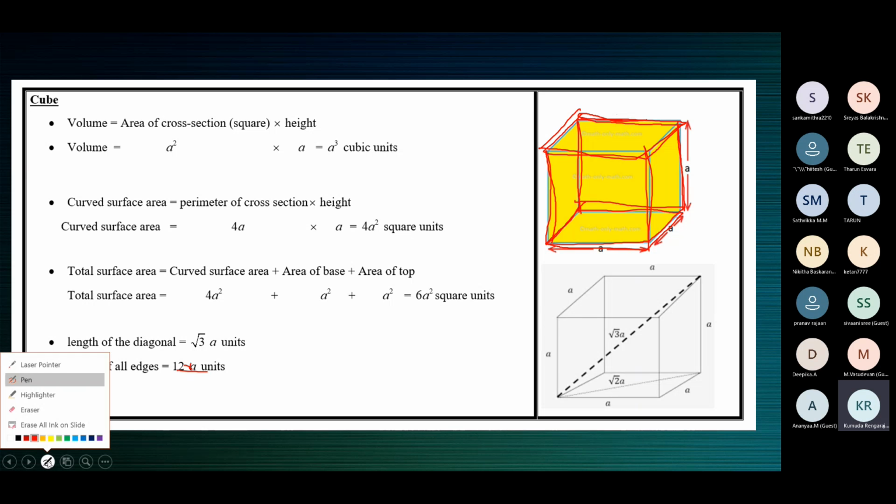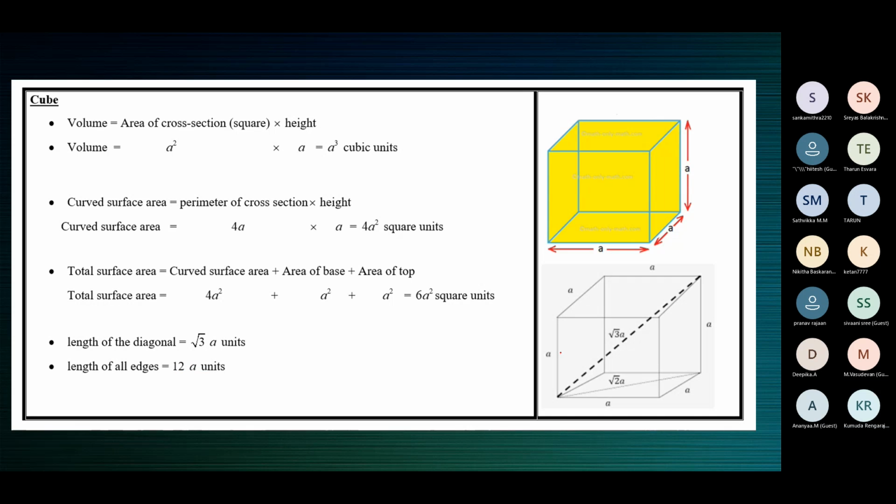Length of the diagonal. So you can see here the diagonal. You can see the diagonal from this bottom corner to the opposite top corner. That will be the length of the longest rod that can be placed in a cubical room. The length of the diagonal of a cube is the length of the longest rod that can be placed in a cubical room.